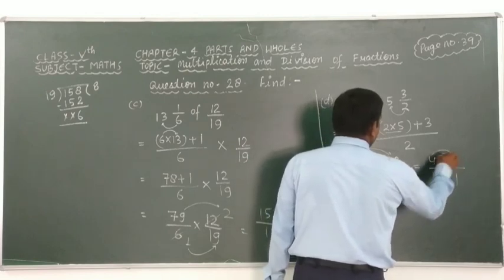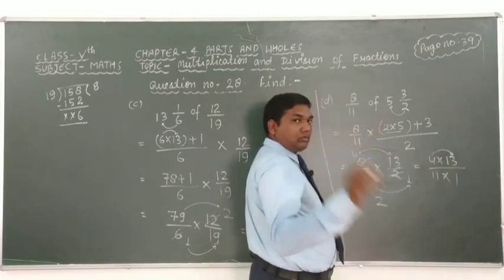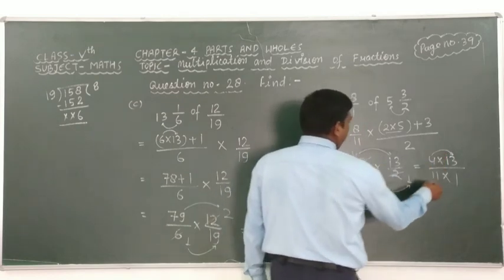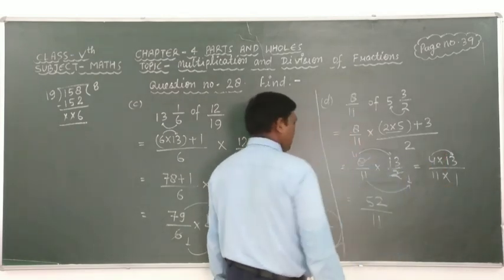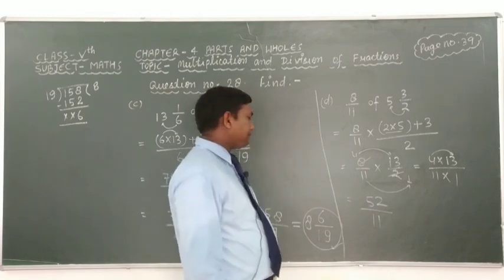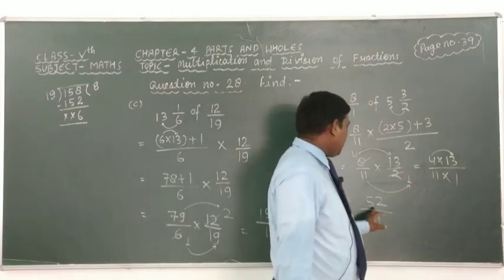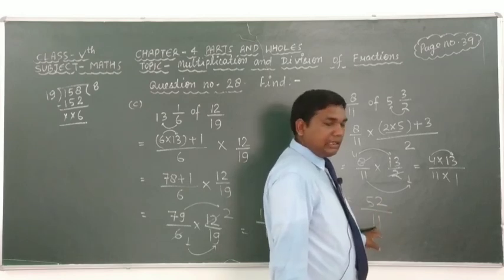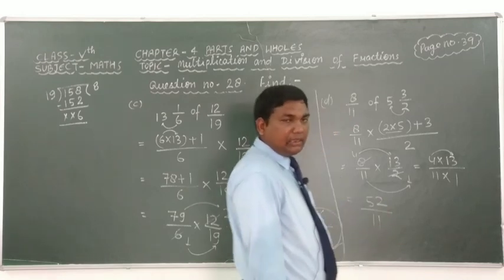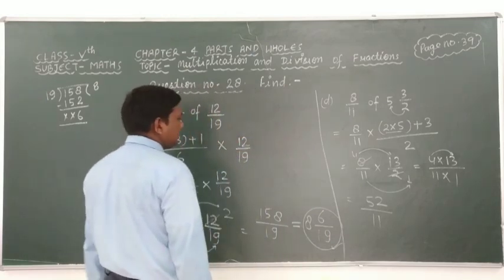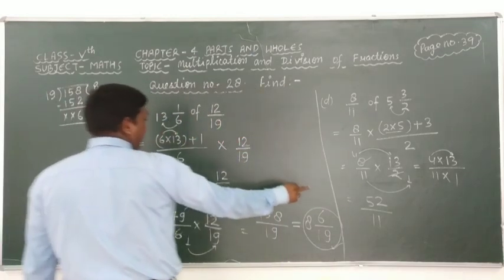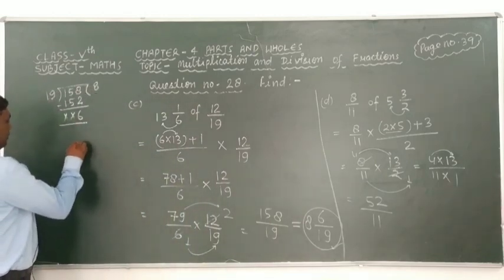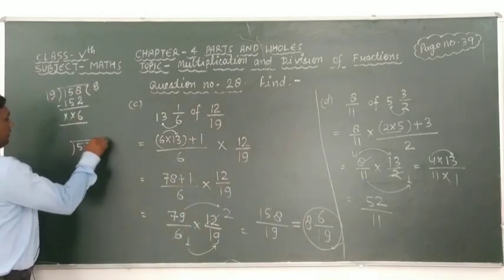4 threes are 12, 2 carry 1, 4 ones are 4 plus 1 is 5, over 11 ones are 11. Okay, understand? Students, look at here carefully. Here given that 52 over 11, it means that this is an improper fraction, therefore we have to change the given improper fraction into a mixed fraction by taking the division of 52 by 11.